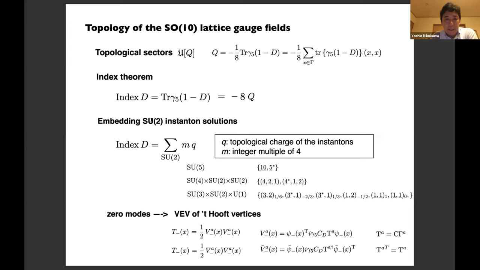And we can consider the SU2 instanton embedding in the Spin10 gauge field. In this case, the index of D is given by this expression, and Q is the topological charge of instantons embedded in a certain SU2. Then we have a coefficient M, and we can check that this M is always an integer multiple of 4. So the zero mode can be saturated by a certain product of this four fermion operator, as I discussed.